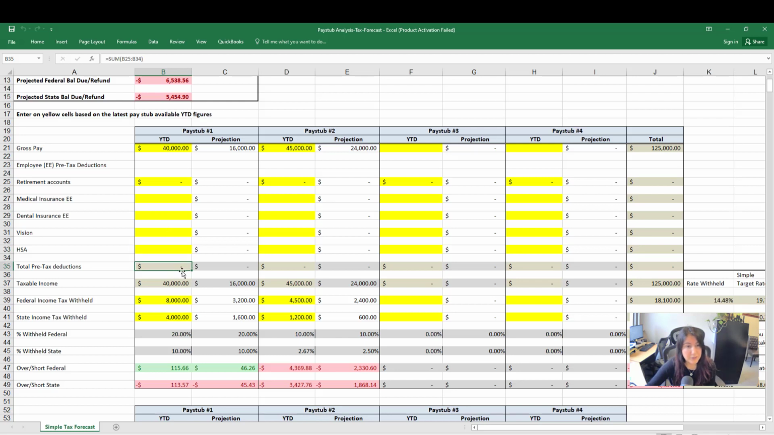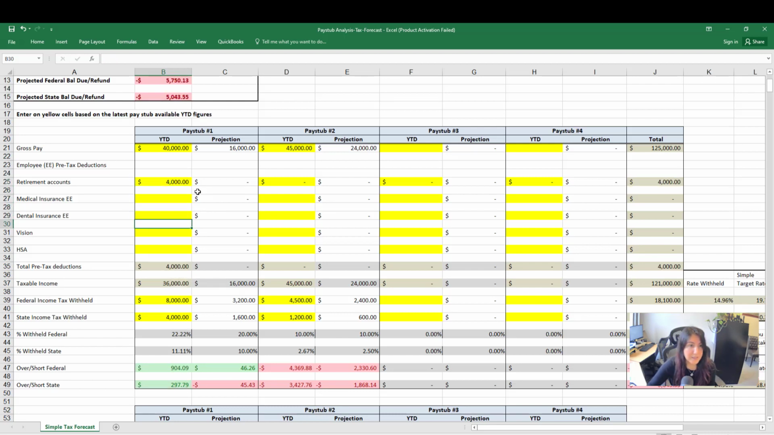And that would give you the total pre-tax deductions, and that would be subtracted from the gross pay, and that would give you the taxable income. So let's just say this client has been putting 10% of his gross pay in his 401k. So let's say year to date he's contributing $4,000.